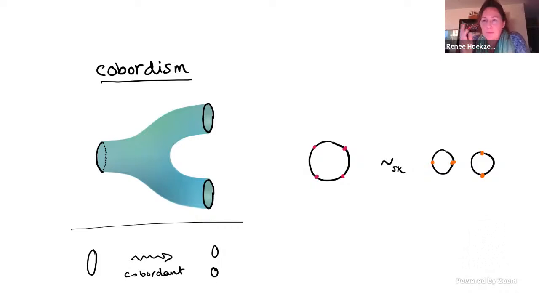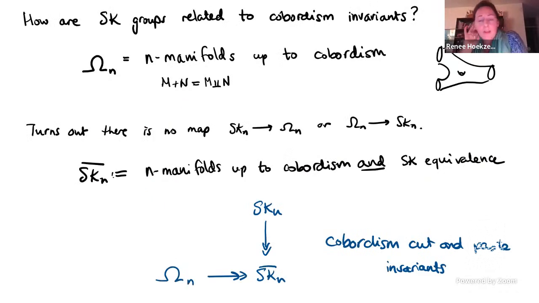So of course, I'm sure people here are interested in a different kind of equivalence of manifolds, which is that of cobordism. The pair of pants, everyone's favorite cobordism, also witnesses that one circle is cobordant to two circles. So we can ask the question, what are the relationships between these two equivalence relations of manifolds? It turns out if I define Omega_n to be n-dimensional manifolds up to cobordism, also as an abelian group with disjoint union, there's no map either from SK_n to Omega_n or the other way around.